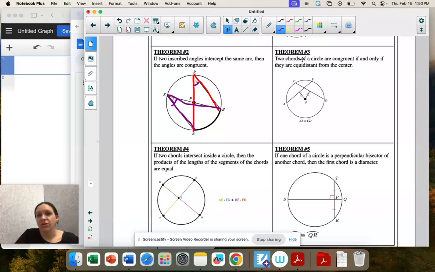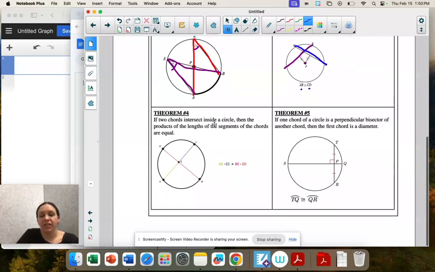Our second one, two chords of a circle are congruent if and only if they are equidistant from the center. So here's the center, and there's two chords, A, B, and C, D. See how they're the same distance away from the center? That means that the arcs are the same. So AB is congruent to CD because the distance from the center is the same.